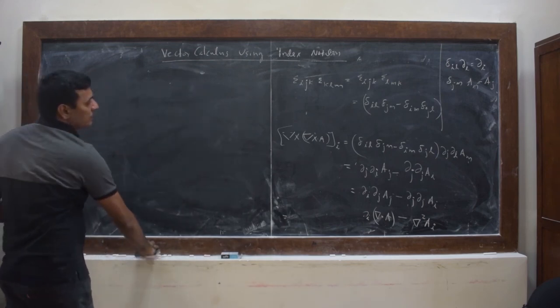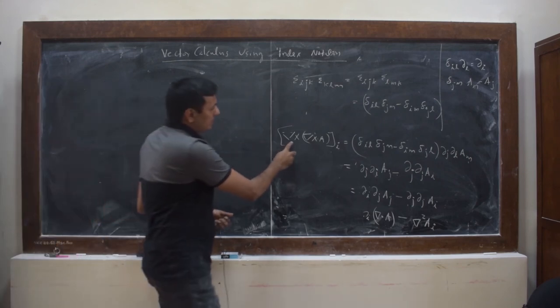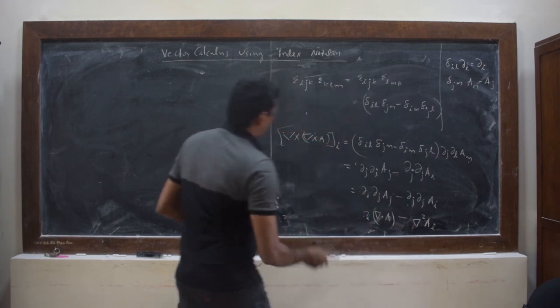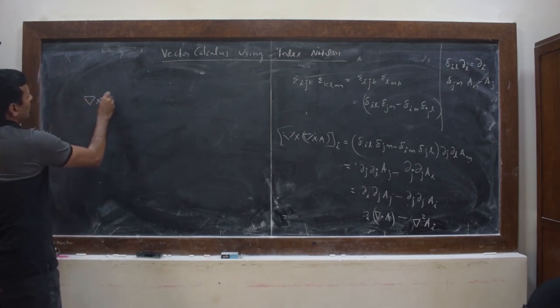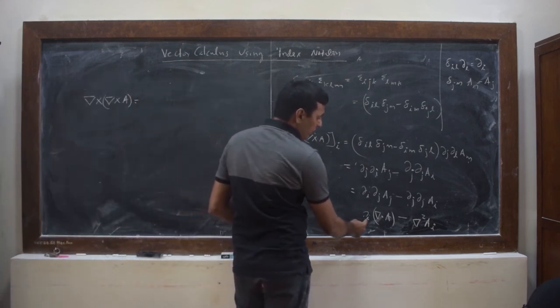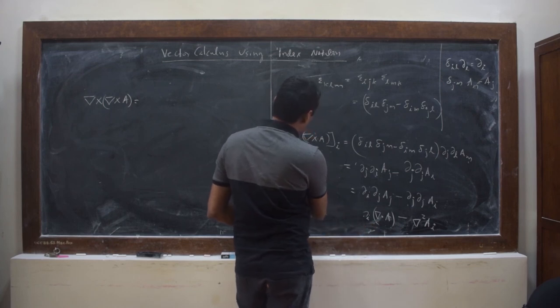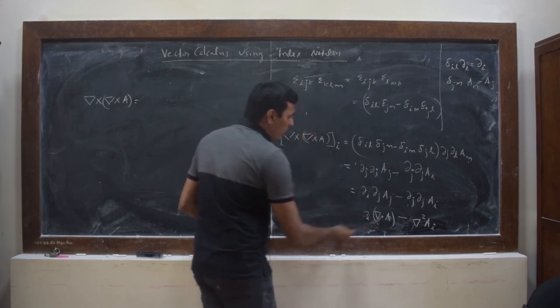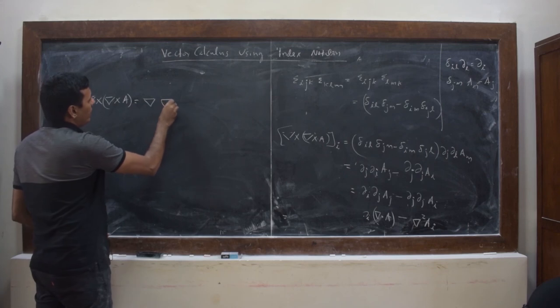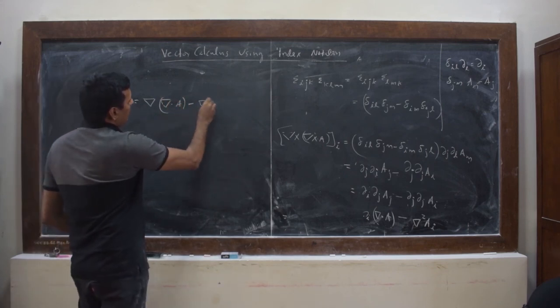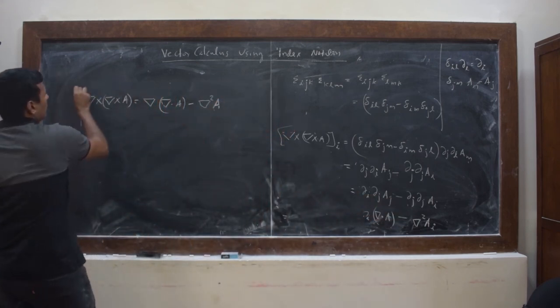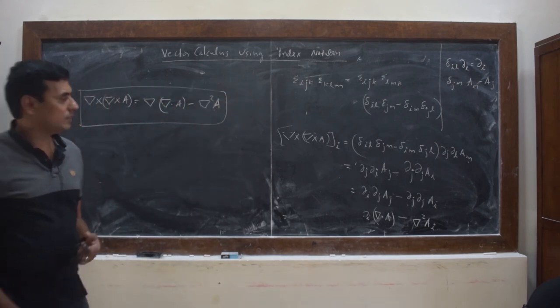So you can see that del cross del cross A, whose ith component is del i of del dot A minus del square ai. Since the ith component of some object is del i of del dot A minus that, del cross del cross A is going to be equal to grad of del dot A minus del square A. When you are talking about the vector, it is del square A. So this is the result.